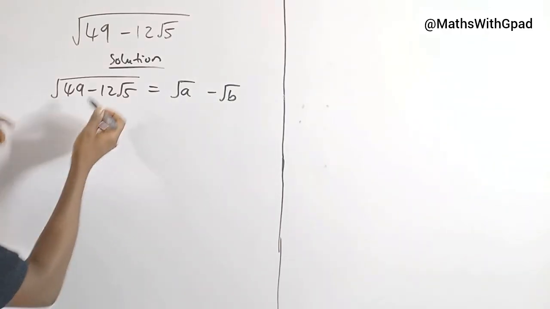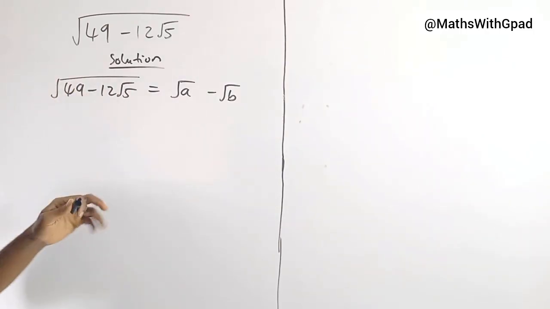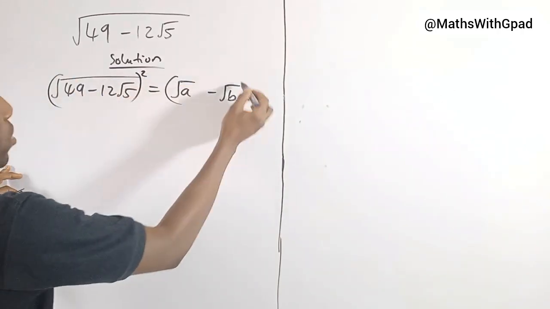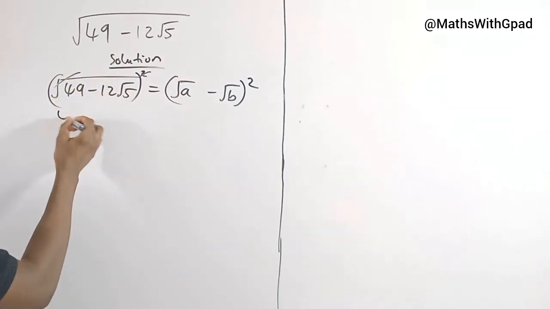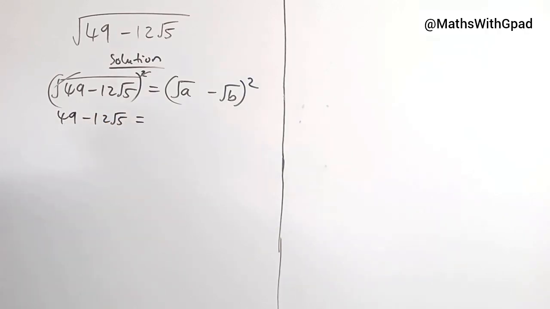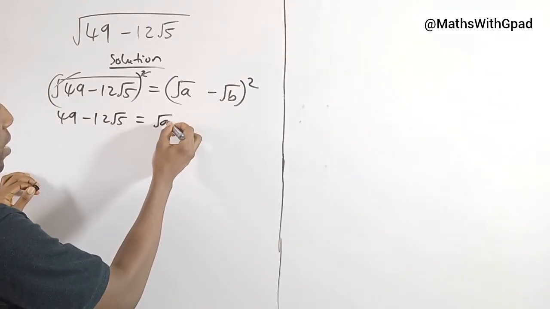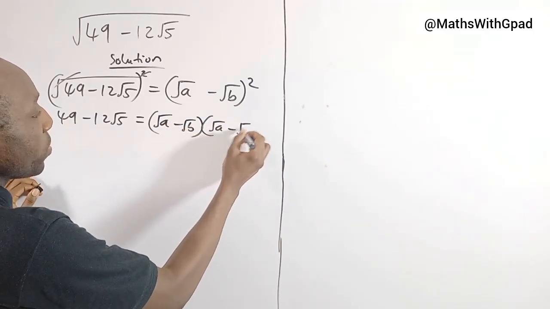Let's continue. How do you remove this square root from here? To remove the square root, I'm going to square both sides. So let's square this and then square this as well. This square will cancel the square root. What we have left is what? 49 minus 12 root 5 is equal to this multiplied by itself. That's root A minus root B in bracket root A minus root B.